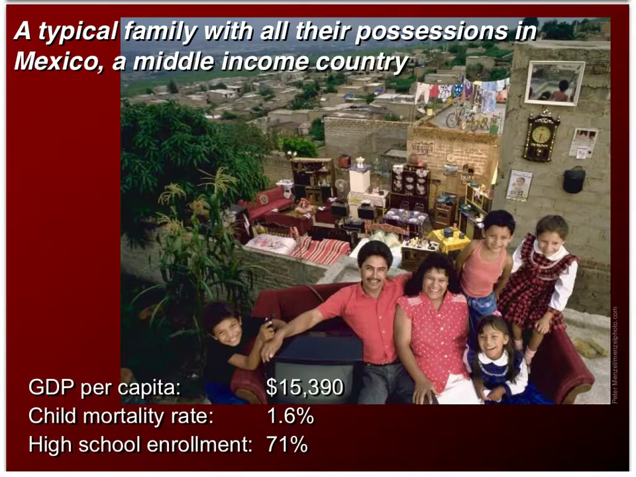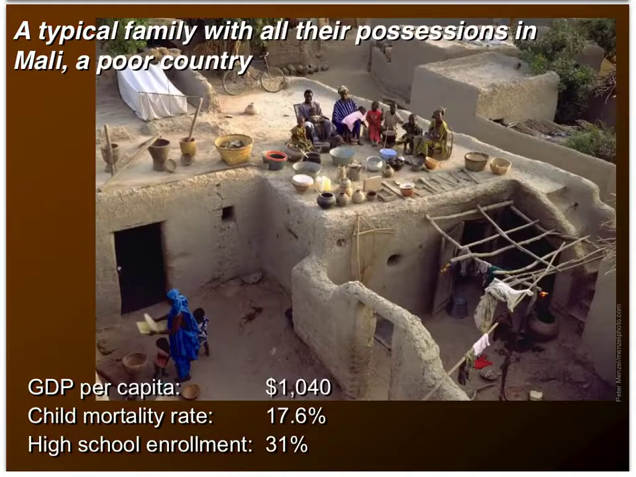Let's look at this picture. A typical family with all their possessions in Mexico, a middle-income country. And in 2011, its GDP per person was $15,390. About 5% of the population lives on less than $2 a day, and 16 out of 1,000 children die before age 5. Among those of high school age, 71% are in school. That is a middle-income country's profile. Let's look at a poor country.